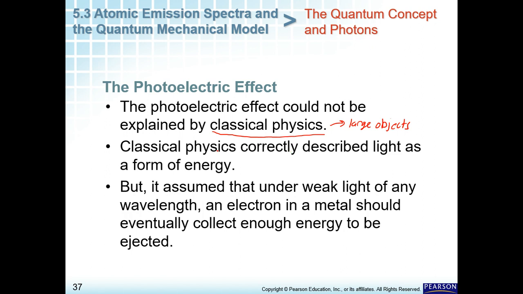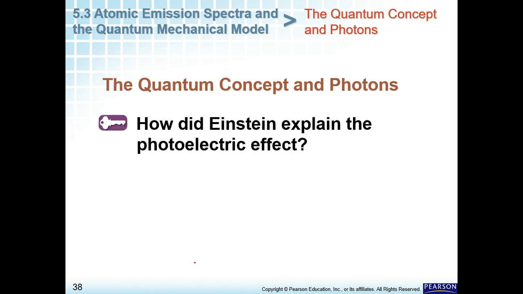However, it did describe light as a form of energy. But classical physics tells us that under any light, whether it was weak or strong, eventually that electron should gain enough energy to be ejected. And we didn't see that. What we saw is under red light, it just didn't happen. So why did it not happen? We had to think of a new way and a new explanation to explain this. And so the idea of quantum physics came into play.